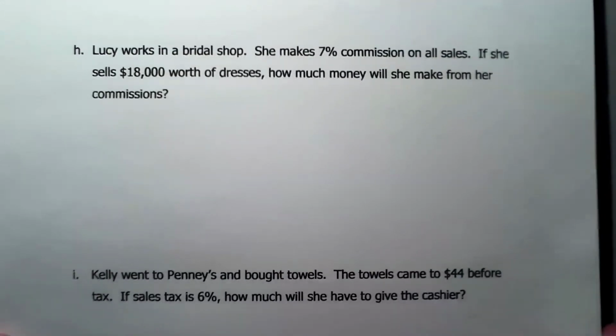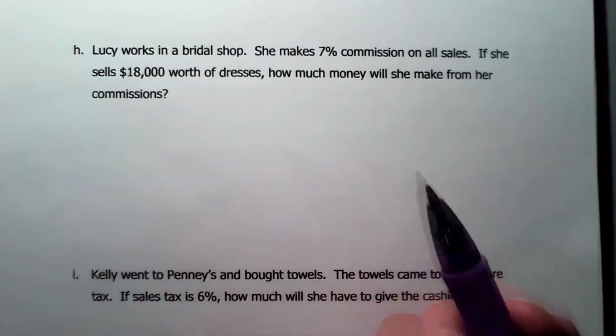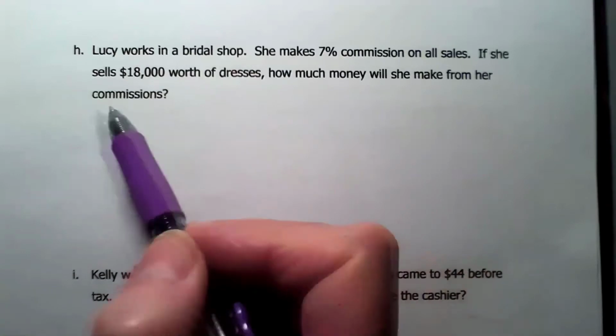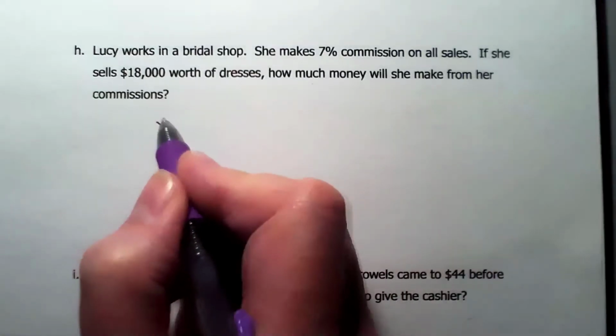Lucy works in a bridal shop. She makes 7% commission on all sales. If she sells $18,000 worth of dresses, how much money will she make from her commissions? So on that chart that I showed you, it shows us that the commission, how much money she'll make, is the amount. So that's the X.